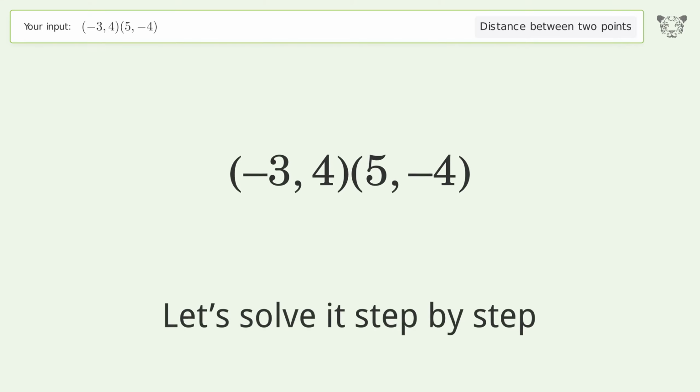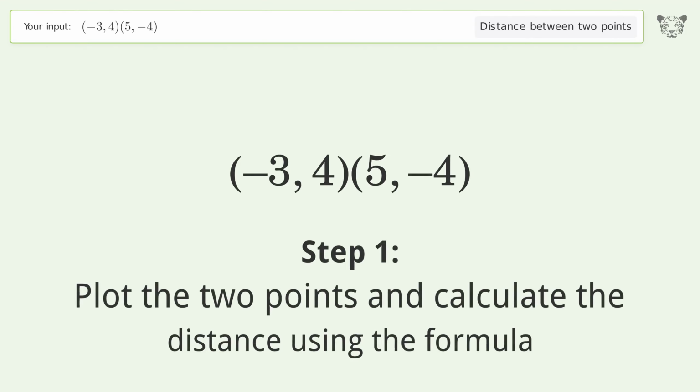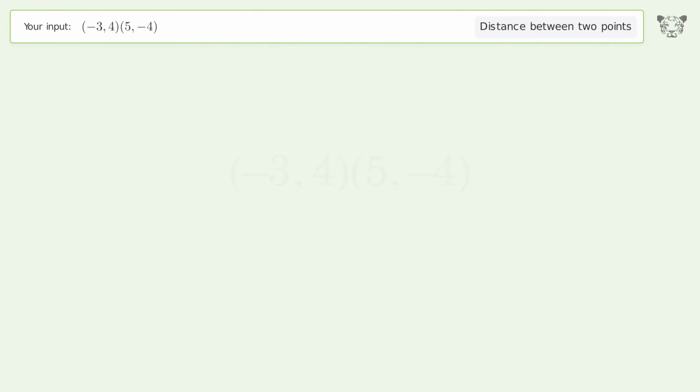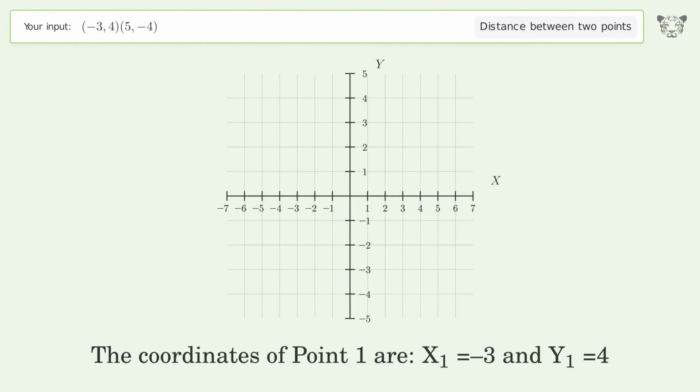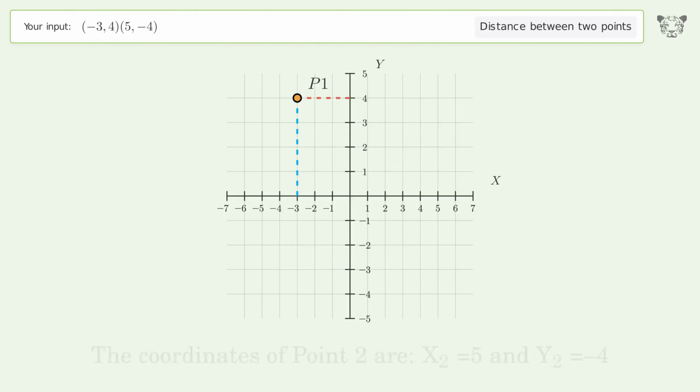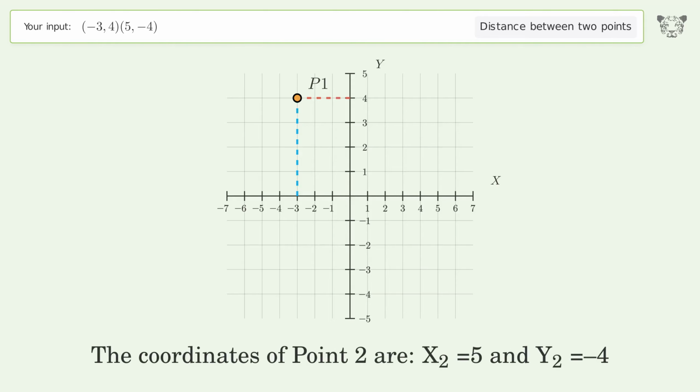Let's solve it step by step. Plot the 2 points and calculate the distance using the formula. The coordinates of point 1 are, x1 equals -3 and y1 equals 4. The coordinates of point 2 are, x2 equals 5 and y2 equals -4.